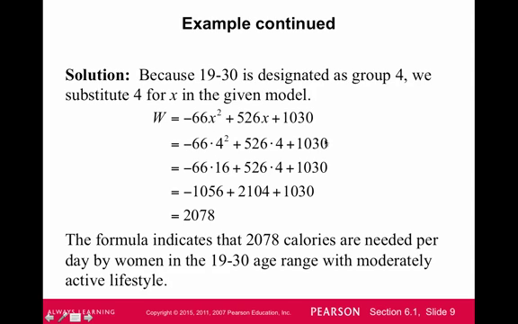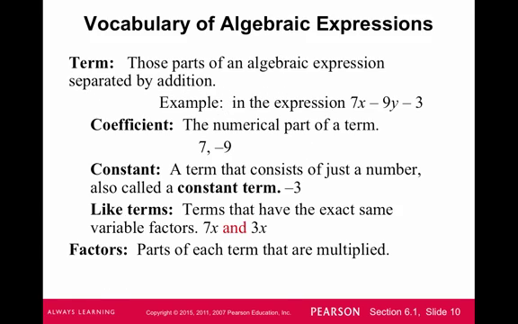So the first step is just plugging in 4. When we look at this line, we have to do our exponent first. So that's what they did here first. 4 squared is just 4 times 4, which is 16. Then we can do the multiplications from left to right. We'll do the additions last. So negative 66 times 16 is negative 1056. 526 times 4 is 2104. And then we can do the additions from left to right, and we get 2,078 calories. The formula indicates that 2,078 calories are needed per day by women in the 19 to 30 age range with a moderately active lifestyle.